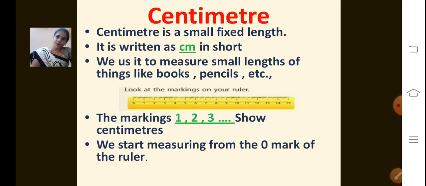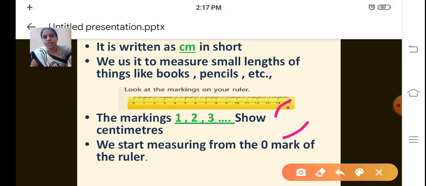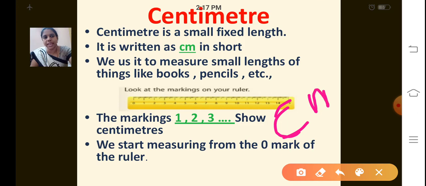Now first we'll see what is a centimeter. Centimeter is a small fixed length. It is written as cm in short. We used to represent centimeter as cm in short. We use it to measure small length.